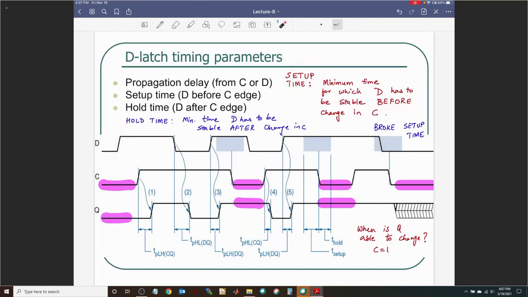Okay. How about here? Because there are four things to a timing diagram, right? So there is low, there is high, there is a high to low, and there is a low to high. Four things. So the output Q cannot change when C is zero, or when C is going from low to high, or when C is going from high to low. It can only change when C is one, which is why I'm going to call this a level sensitive device.